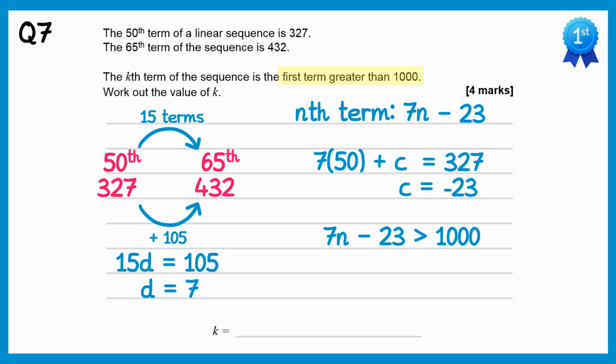If you add 23 to both sides, you get 7n is greater than 1023, and then divide both sides by 7, you'll get n is greater than 146.14, and so on. Now we want the first term that is greater than 1000, so it isn't the 146th term, we must go to the next term, 147th, since the value of n must be an integer. So we end up with 147.